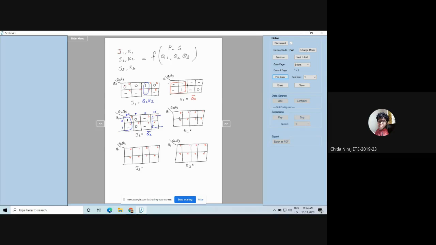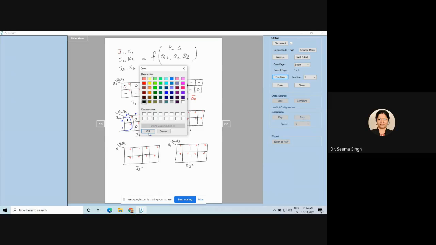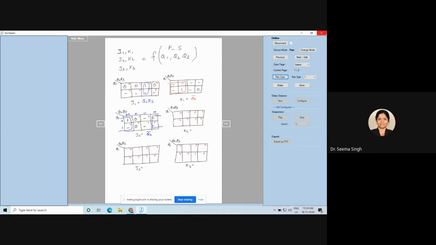Yes, ma'am. K2 equals K1. Q1. K2 is equal to Q1. Okay. Let me see. It is 1 at 6, and 0 at 2 and 3. And rest all are don't care.